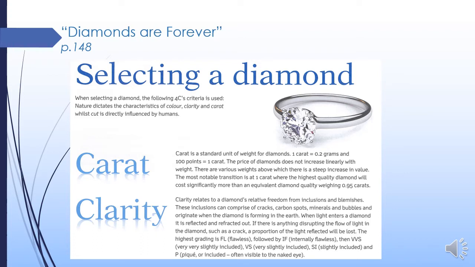reflected will be lost. The highest grading is FL, flawless, followed by IF, internally flawless, then VVS, very, very slightly included, then VS, very slightly included, SI, slightly included, and PK, or included, often visible to the naked eye.